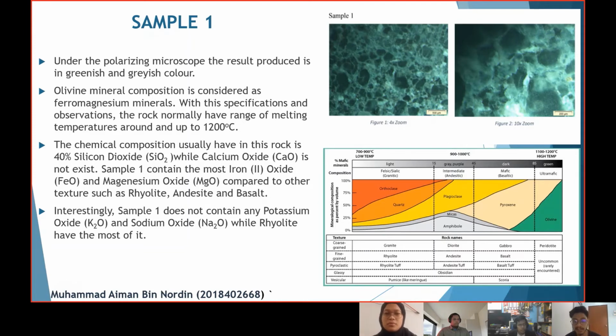This sample is determined based on the table given, where under the microscope, which states the mineralogical composition as percent by volume, it is the greenish color at high temperature, olivine. So, that's for sample 1. And sample 2, next slide.